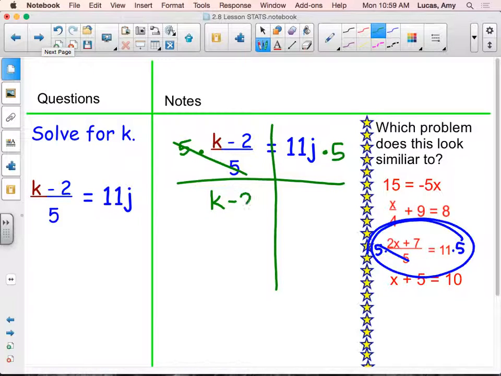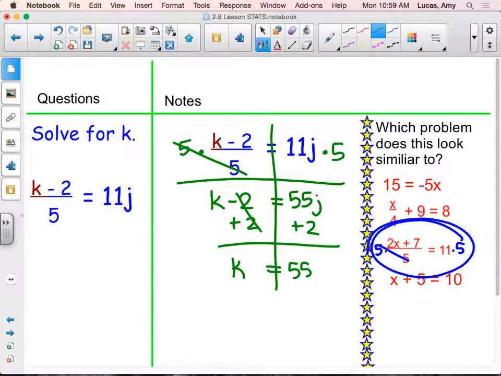So k minus 2 equals 11j times 5 is 55j. Then to get the k by itself, I just need to add 2, the inverse of subtracting 2. So k equals 55j plus 2. They stay separate because they are not like terms. One has a j on it and the other one doesn't. So that's my final answer.